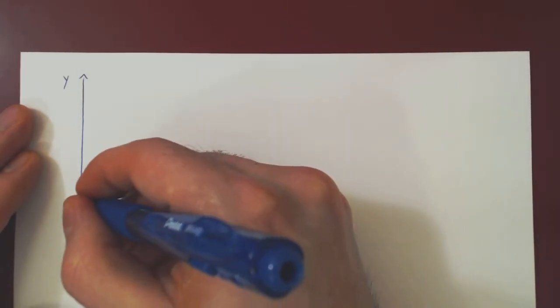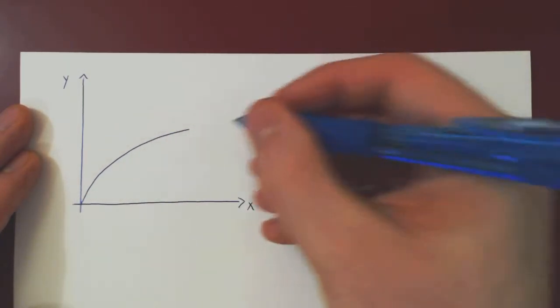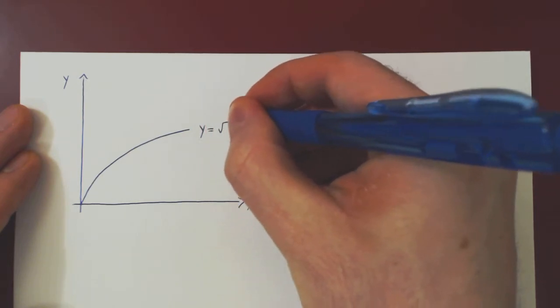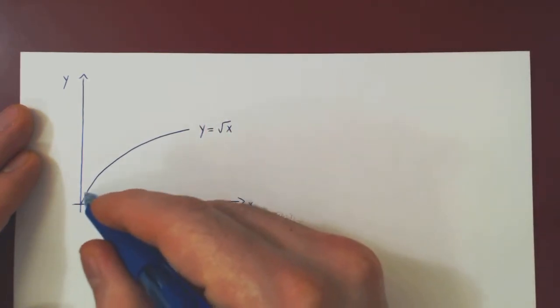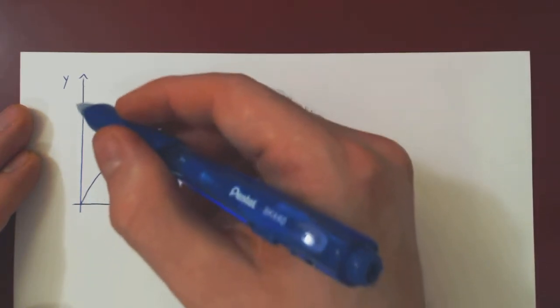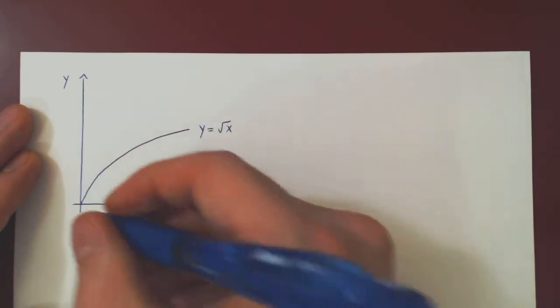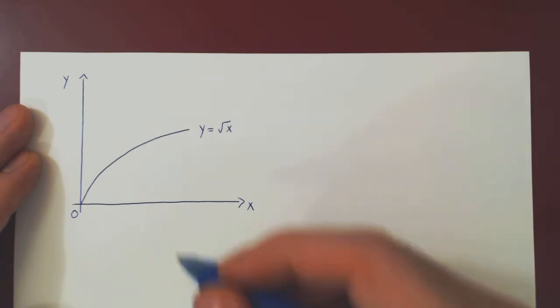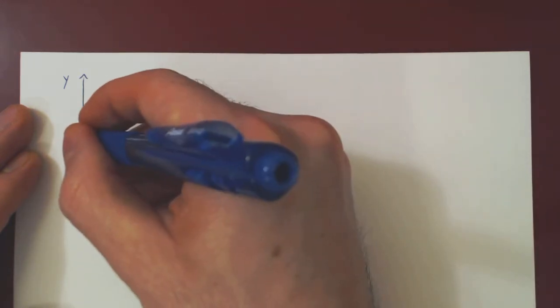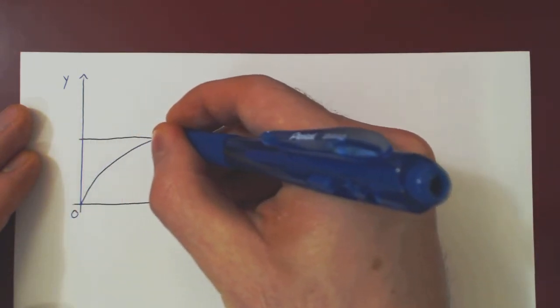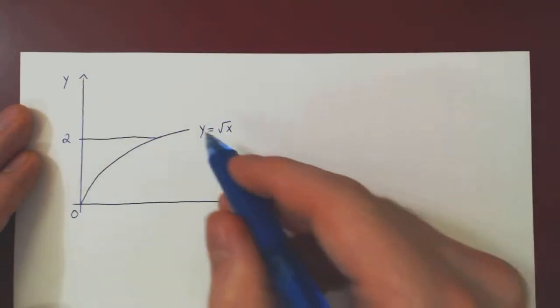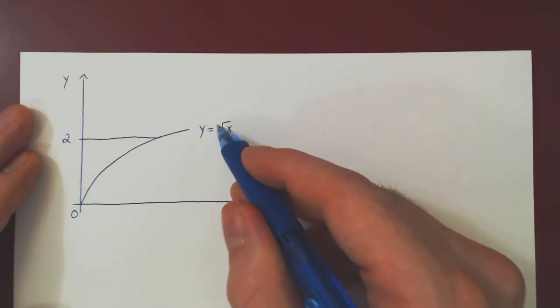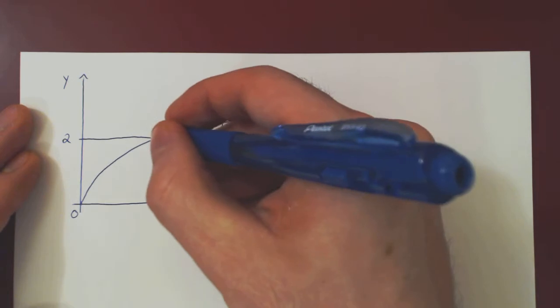So look at the curve y equals root of x. This will be one boundary of the region. The other boundary will be the y-axis. And the third and final boundary will be given by the horizontal line y equals 2. And of course, if y is 2, x must be 4, as the square root of 4 is 2.